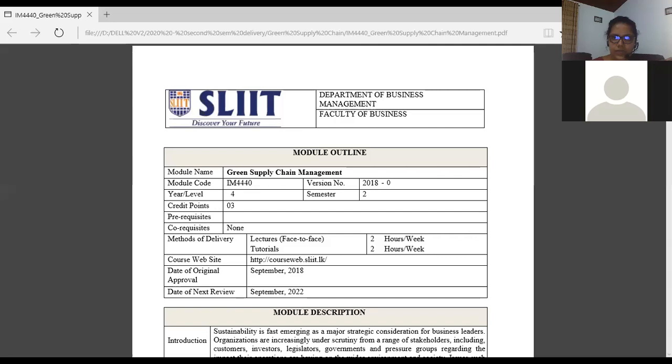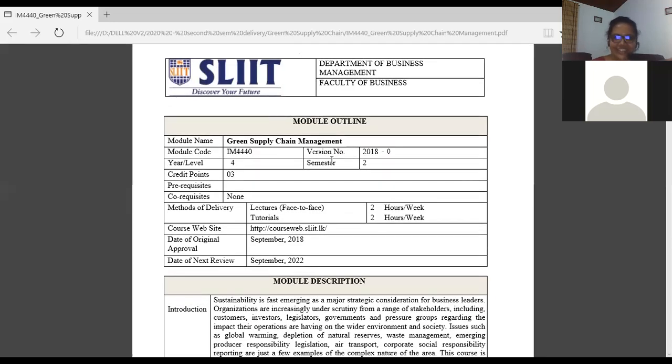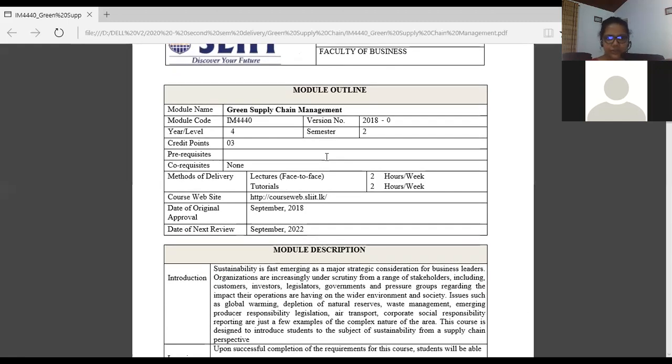Can you all see the screen? Yes, miss, it's visible. Okay, so the module name is Green Supply Chain Management. As the name itself suggests, we are going to learn about the green aspect with regards to supply chain management. The module code is IM 4440.